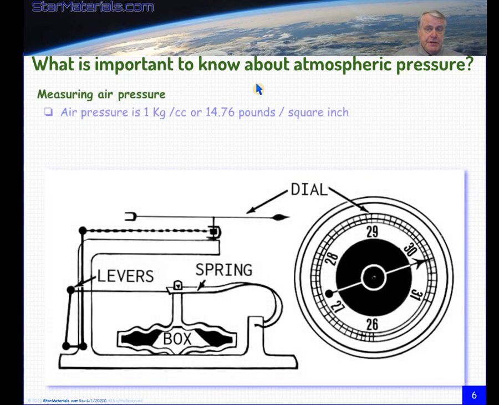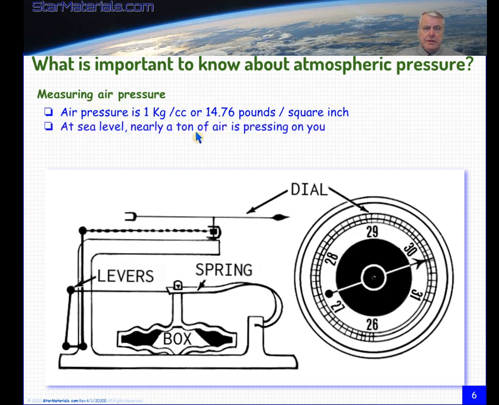Now you can measure this. The air pressure is 1 kilogram per cc, or 14.76, give or take, pounds per square inch. That's that 1 square inch thing I was talking about. And you can measure this. At sea level, nearly a ton of air is pressing on you. You take the number of square inches of skin you have, and that's where the air is pressing.